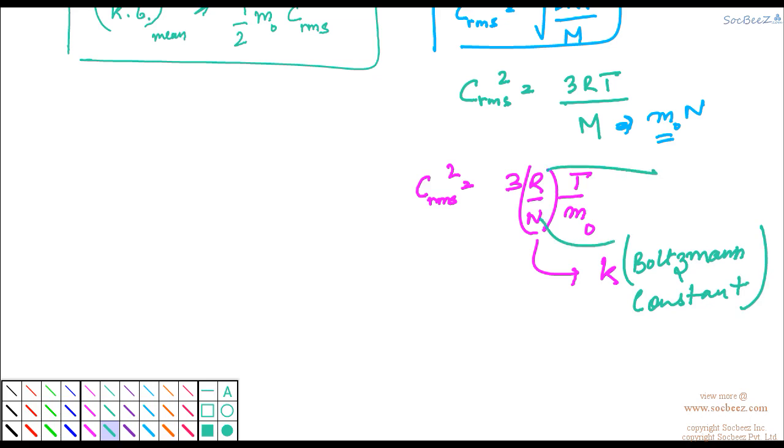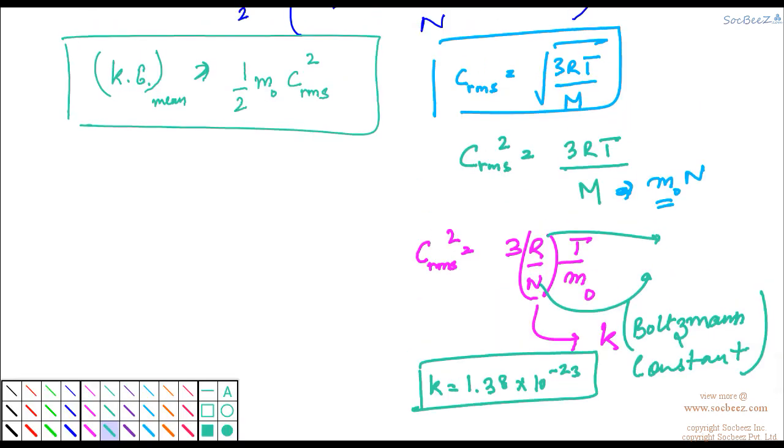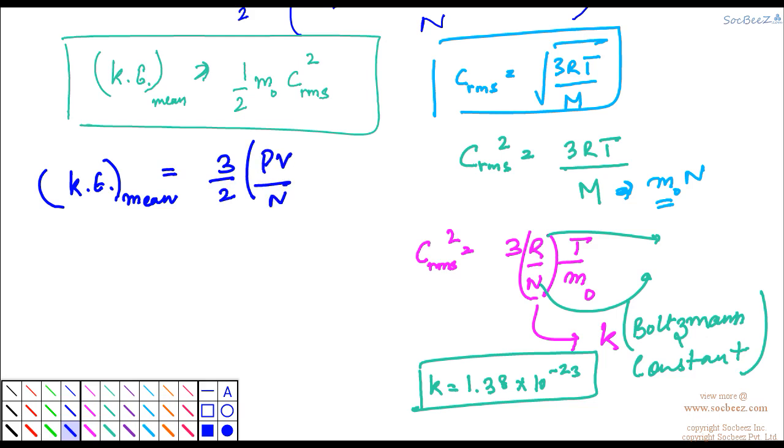Because as you can see, R is a constant, that is the ideal gas constant, and N is the Avogadro's number, which is also a constant. So this whole quantity is a constant, which is K, known as the Boltzmann constant, which has a value K equals 1.38 into 10 raised to power minus 23. Okay, so basically we derive from here that the mean kinetic energy equals 3 by 2 into PV upon N, which is basically nothing but 3 by 2 into KT.